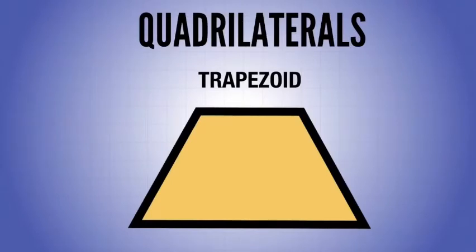A trapezoid is another special quadrilateral in that it only has 1 pair of parallel lines. You can notice that if we were to extend these 2 lines up, they would eventually meet at a tip where it would look like a triangle.